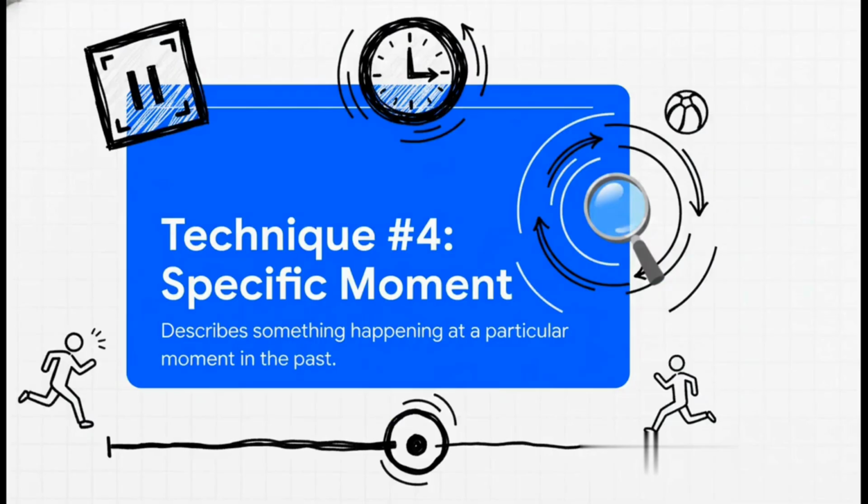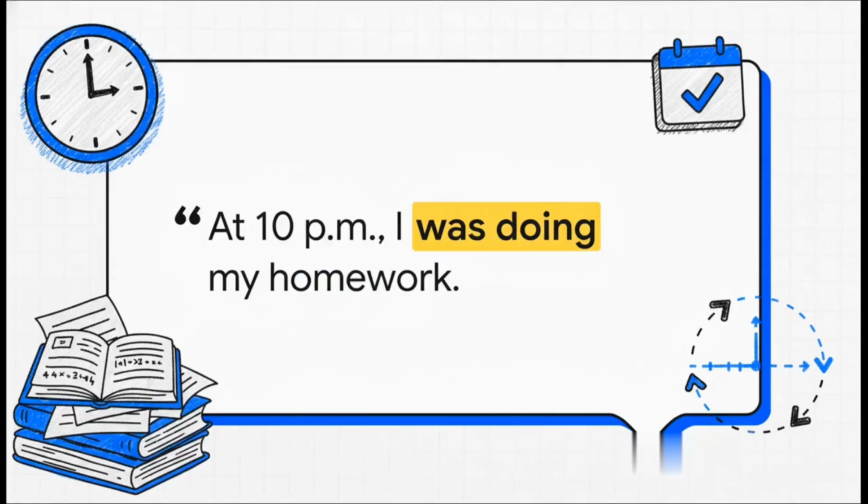And our 4th and final technique is the specific moment. This one is like creating a freeze frame in a movie. You're zooming in on one precise instant in time and describing what was happening right then and there. See how adding that specific time marker, at 10 p.m., makes everything feel more concrete? The ongoing action of doing my homework isn't just a vague memory anymore. It's what was happening at that exact snapshot in time. It makes it feel so much more real.